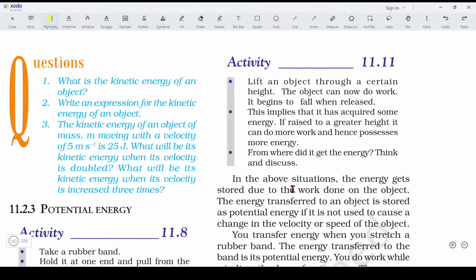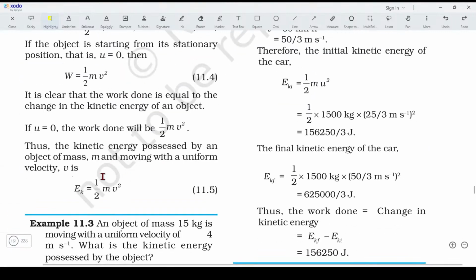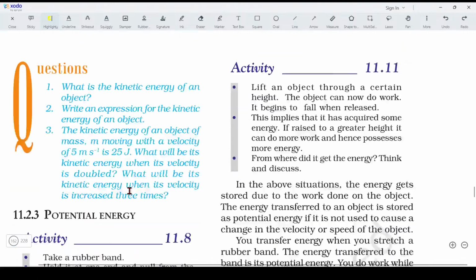I don't know. What, half mu square? Is that the expression? No, half mv square. That is the expression, half mv square. I thought it's like a formula, not an expression. Okay, that is this one.